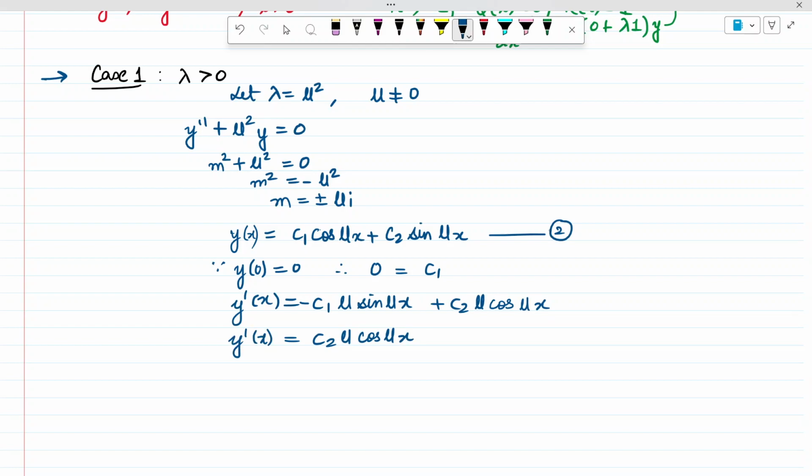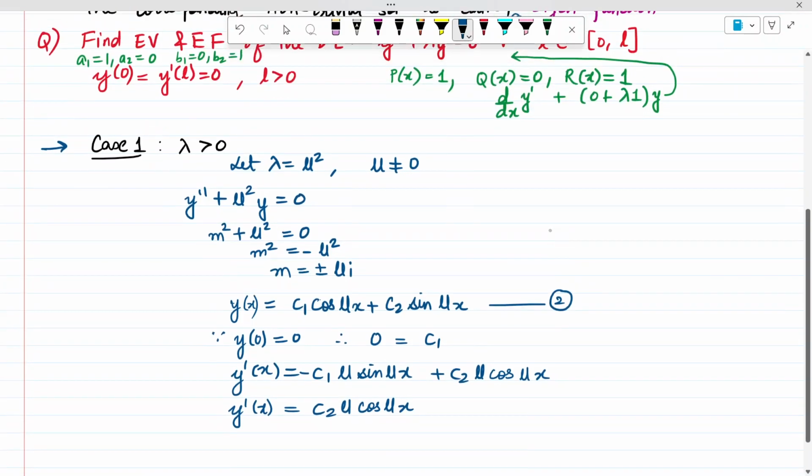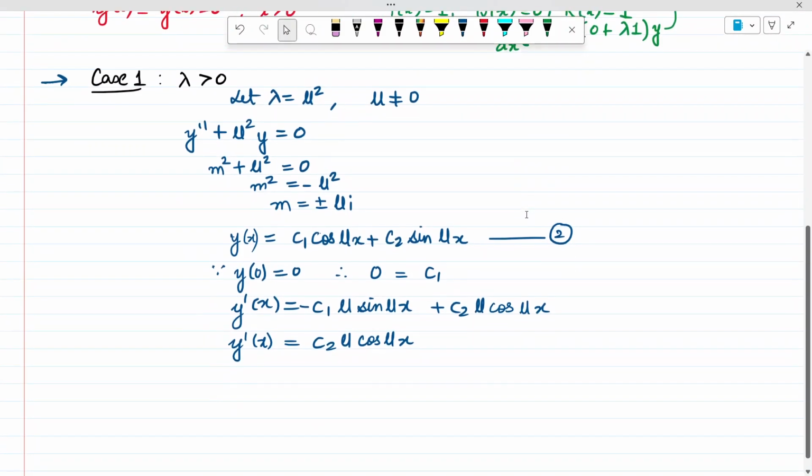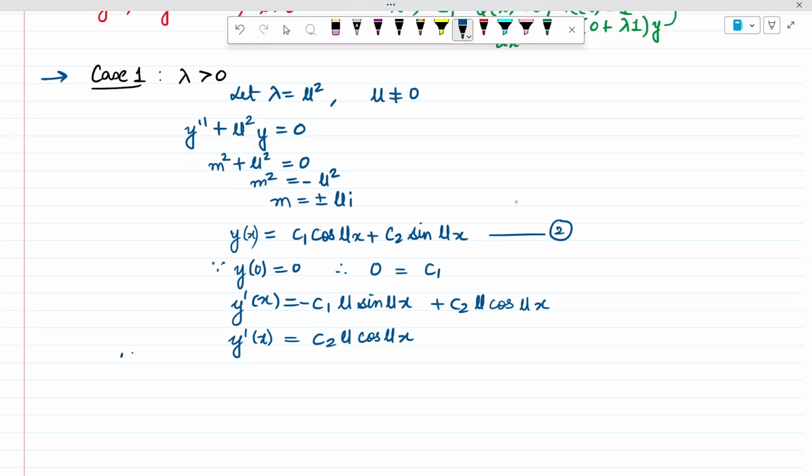अब ये जो y dash of x है इसमें हम बाउंड्री कंडीशन डालेंगे. हमारे पास y dash of l is equal to 0 दिया है. So since y dash of l is equal to 0, I'll substitute x की जगह पे l. So I'll be left with y dash of l which is equal to 0 and यहाँ पे c2 nu cos nu l हो जाएगा.